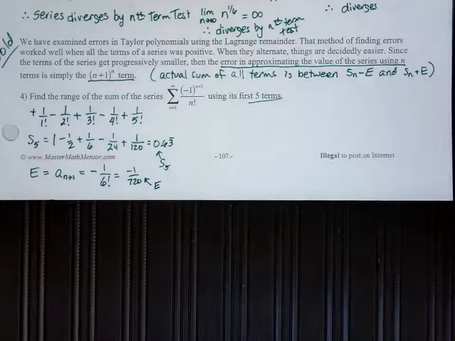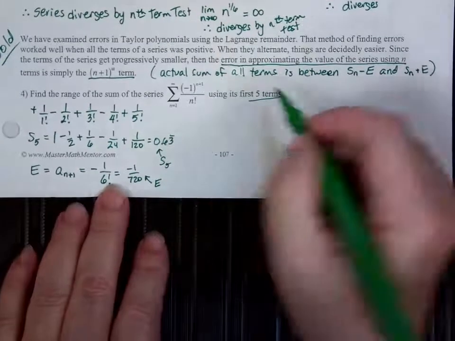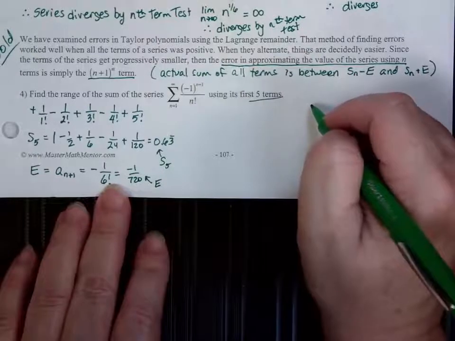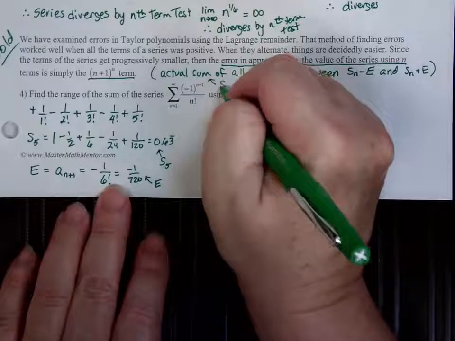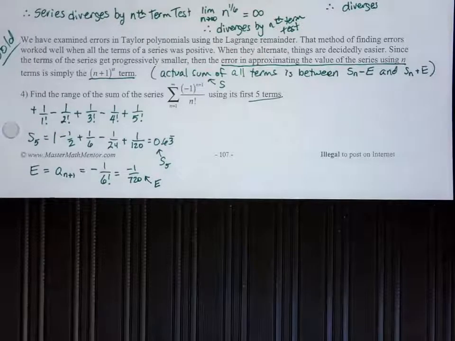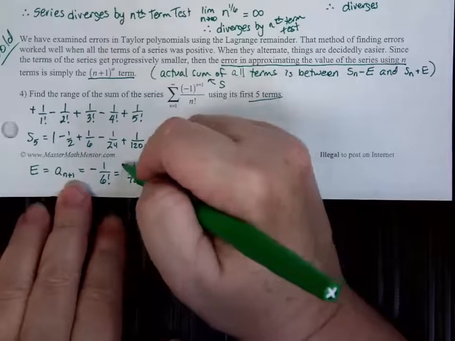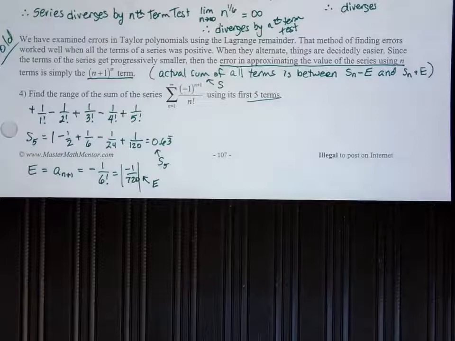Okay? So now I can say that the actual sum S, and I'm going to call the actual sum S with no subscript, is going to be between that number and E, and then that number and the positive of E. Now, I forgot to say this earlier. Please put that in absolute values, because if it's negative, it kind of makes the inequality look wrong. Okay? Did you have a question?